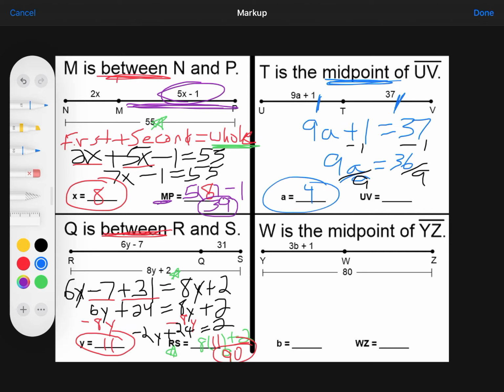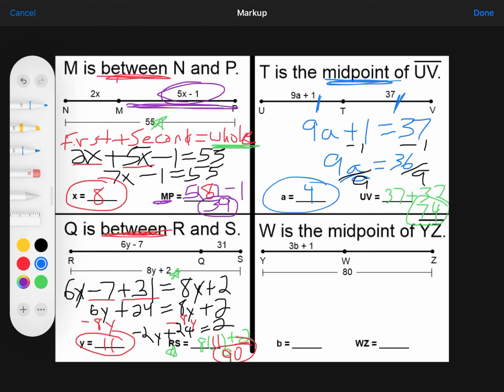Then let's know what uv is. There's a couple different ways to do this. One would have been to plug 4 back in, and you get that ut is 37. But you could have just known here at the beginning that 37 on the right plus 37 on the left would have to add up to 74, equaling the whole thing. You didn't actually have to do the algebra to figure out uv.